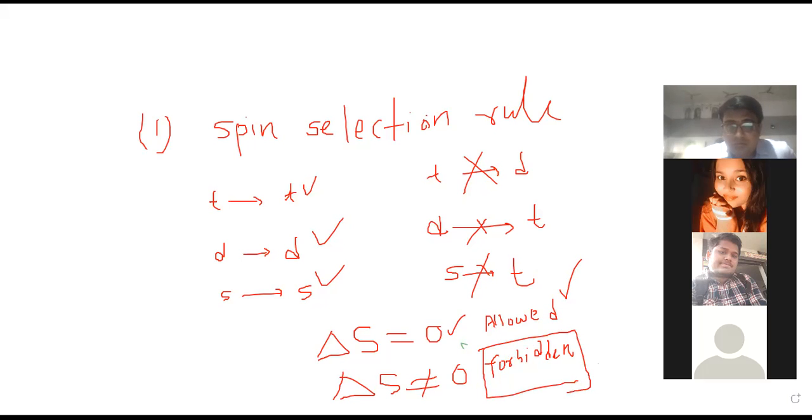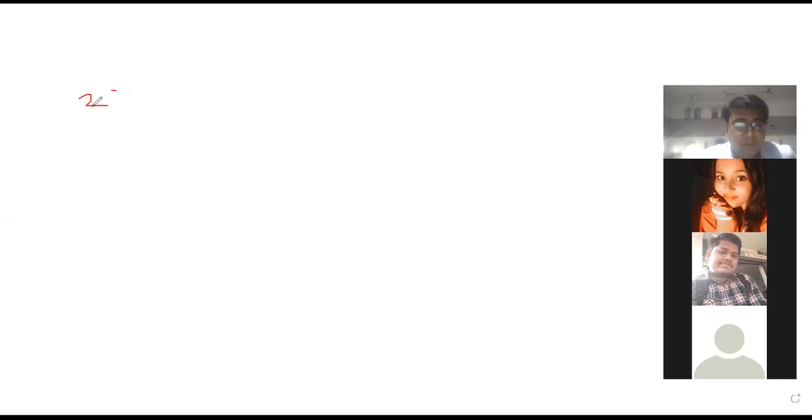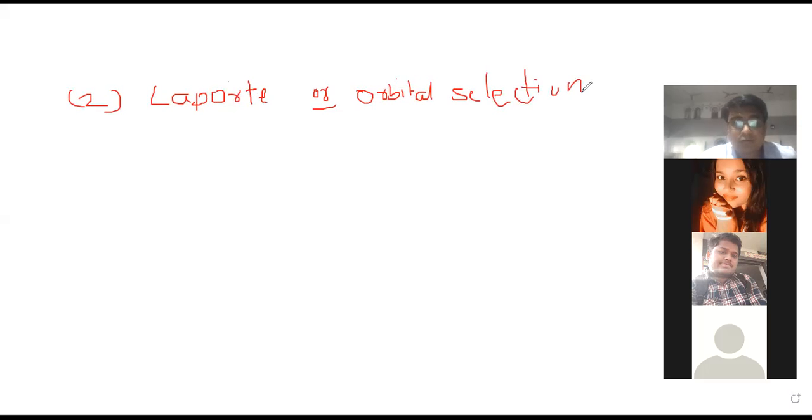So next is the Laporte selection rule. Laporte selection rule. And it is also called the orbital selection rule. Okay, so what does this Laporte or orbital selection rule say? It says the same thing again.